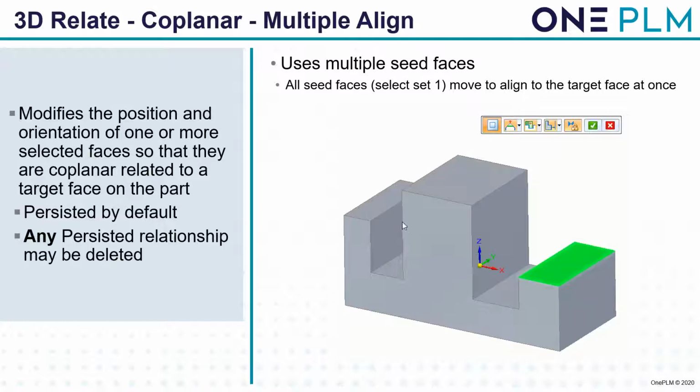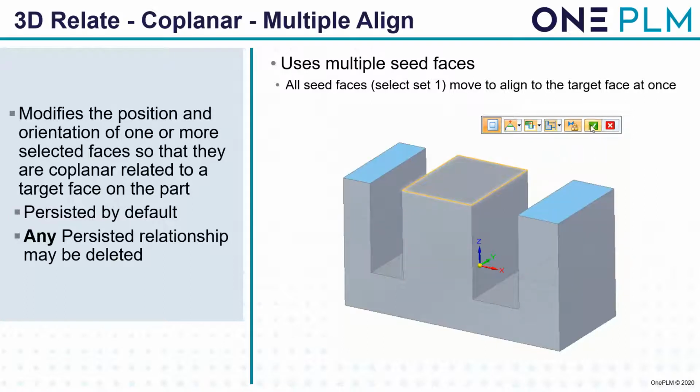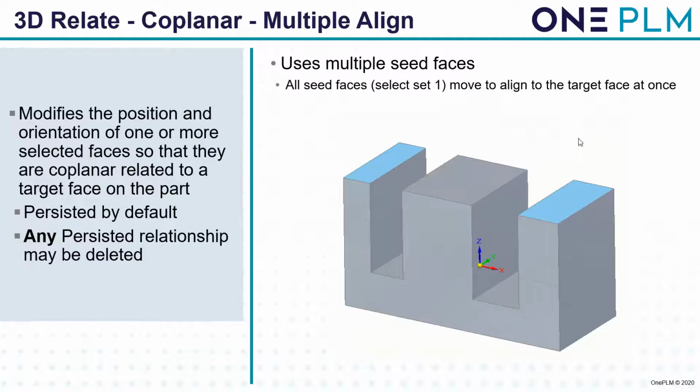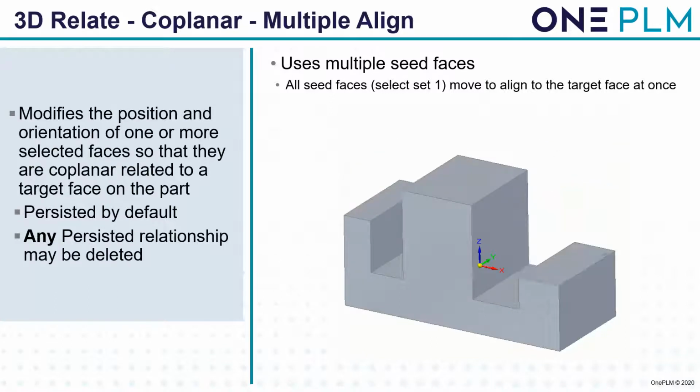So this is coplanar with a multiple align. Here we select the faces that we want to move, we select multiple align, and then select the face that we want to move to. It moves both those faces a different amount, so they then match the face on here. By default, we're going to get a persisted relationship. This is a relationship that is remembered within the pathfinder of the part itself.